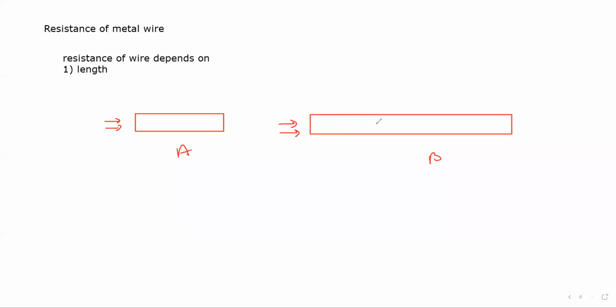So B has a high resistance because what happened? The charges have to pass through a greater length, so more charges are opposing them. Here the charges have to pass through a shorter length. So the resistance of B will be higher compared to A. So we can say resistance is directly proportional to length. Longer wires have more resistance than shorter wires.